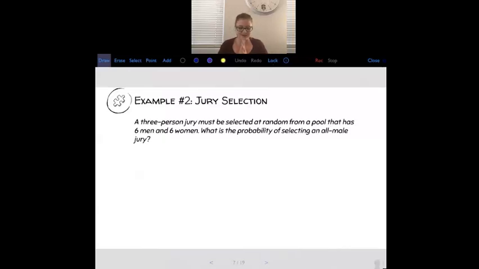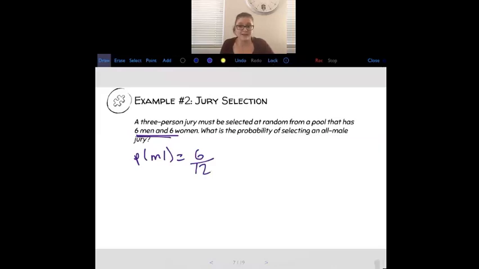So jury selection. A 3-person jury must be selected at random from a pool that has 6 men and 6 women. What is the probability of selecting an all-male jury? Okay, so for this one, our probability of our first person being a man, I'm just going to call it man 1, would be 6 out of 12. So there's 12 total. There's 12 possible outcomes.